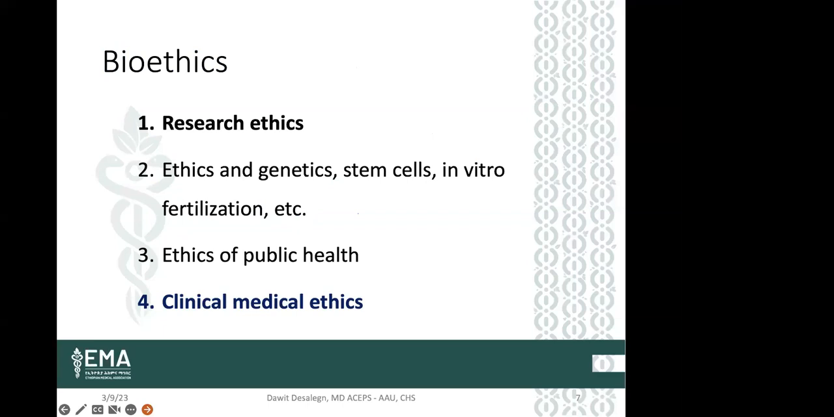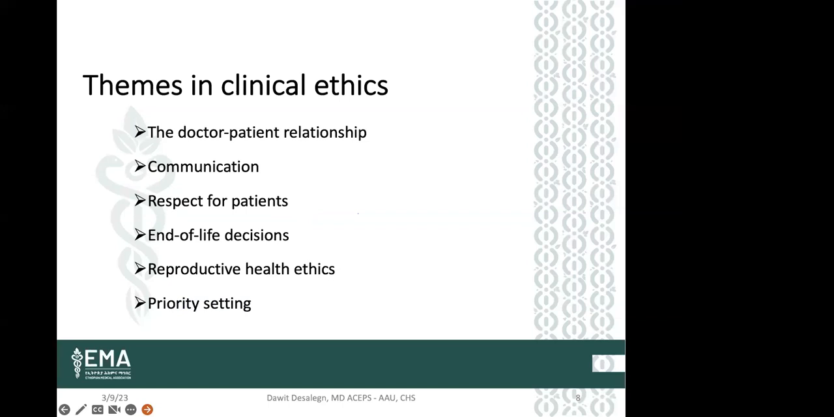So when we discuss ethical communication, we mainly deal with clinical medical ethics. So when you understand bioethics, you need to understand that we have these 4 different divisions. The themes of clinical ethics include the doctor-patient relationship, communication, respect for patients, end-of-life decisions or end-of-life care, reproductive health ethics, and priority setting. The focus for today's session will be on the first 3: doctor-patient relationship, communication, and respect for patients. We will not deal with the other parts of clinical ethics today because it's not the scope, but I'll try to touch upon these 3 areas.